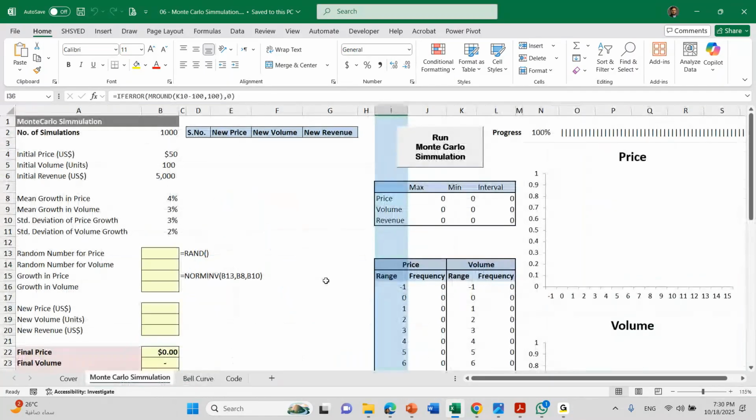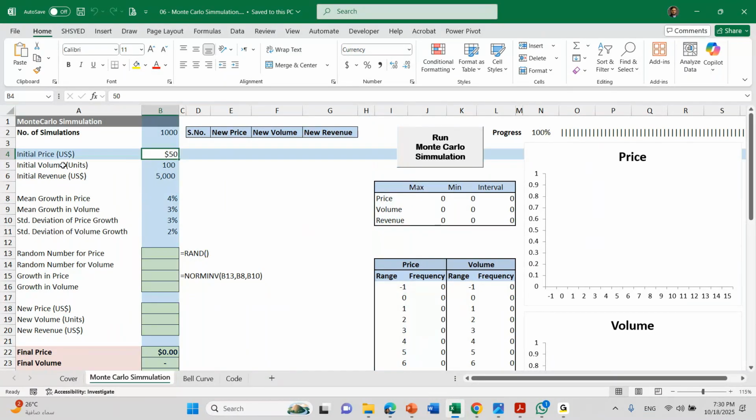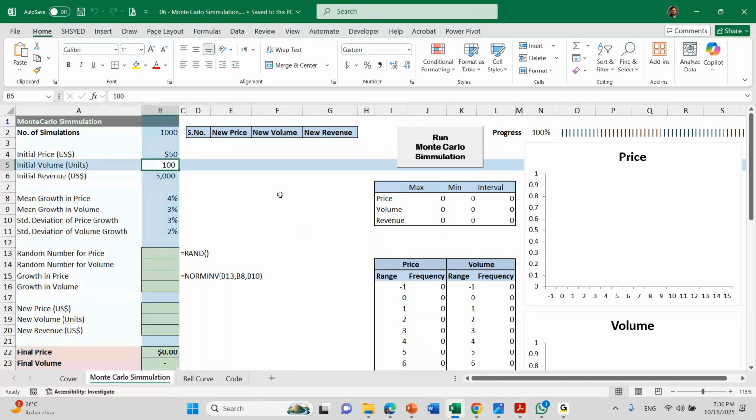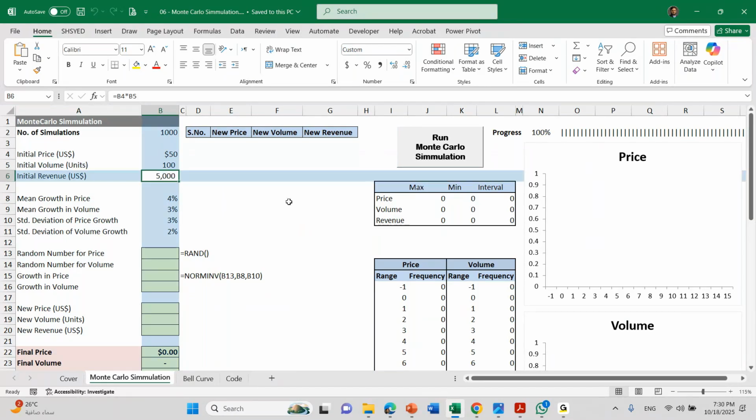We have created an example here with the historical price. You have the historical price of $50 and historical volume of $10, and that is the historical revenue of 5,000, which is multiplication of price and volume and you get your revenue. This, why we are calling initial price, because we are going to start with this and we are going to try and project the future price and volume and the revenue starting from this point onwards.